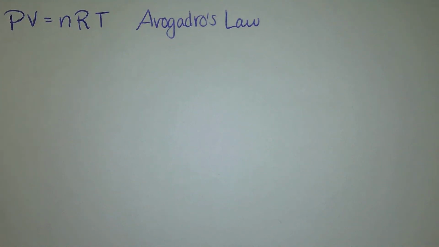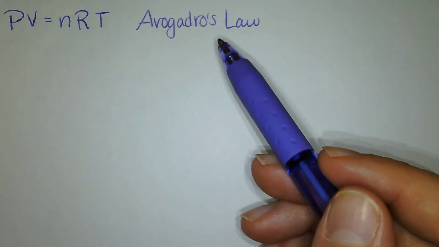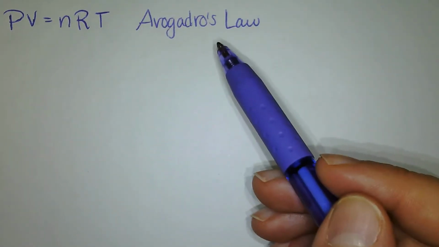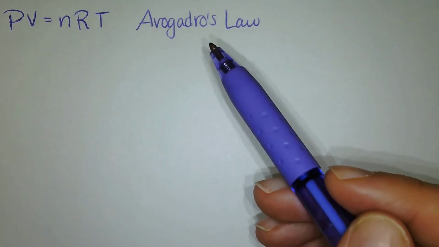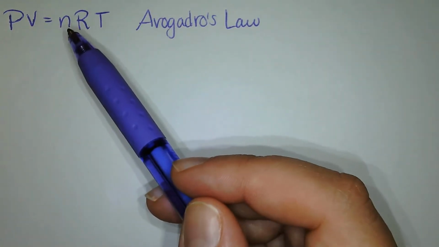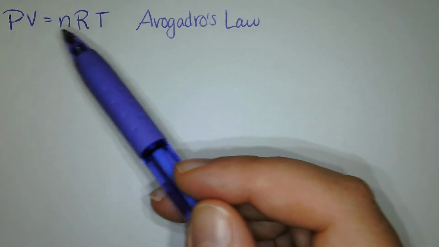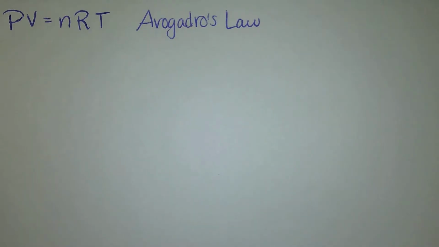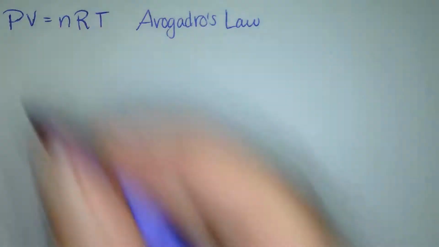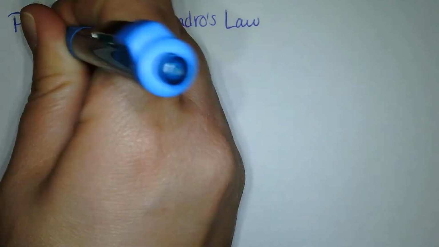All right, we have one more of these ideal gas laws. This is Avogadro's law. And if you remember Avogadro, he's the guy that came up with the whole concept of the mole. So N in this formula is the number of molecules or the number of moles that are present in the gas. In fact, Avogadro's law is the comparison of volume to moles.